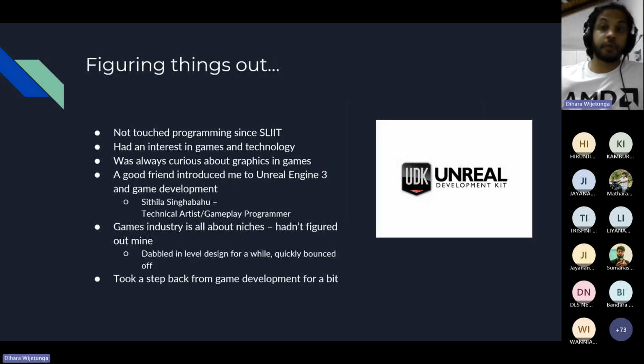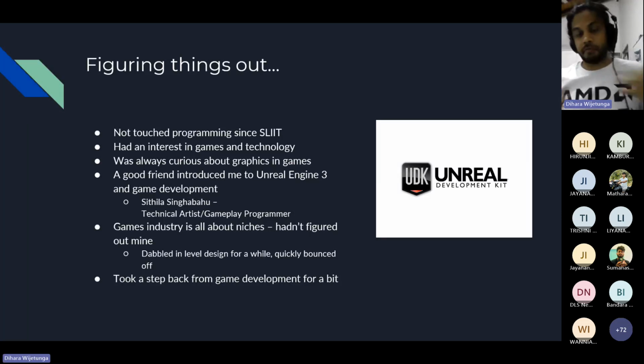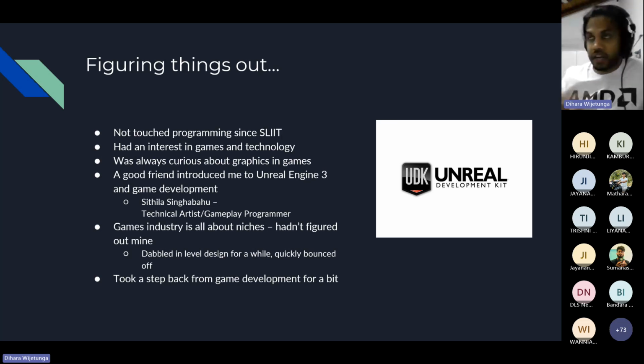So before we actually embark on this journey, we have to figure out what the destination is, meaning what is our job? What is our passion? What are we passionate about? So in my case, I had not touched programming until I started SLIIT in 2014. I think I probably did IT for O-levels, and maybe I touched some HTML, but I didn't really know anything about programming. I was curious about computers. I knew I wanted to do something related to software engineering, but I didn't have a clue about what it was. But I had an interest in video games.